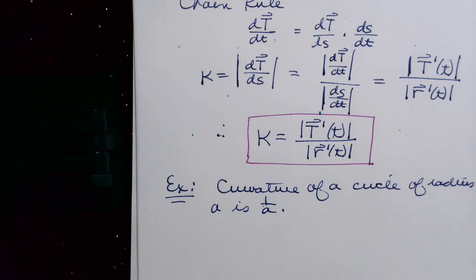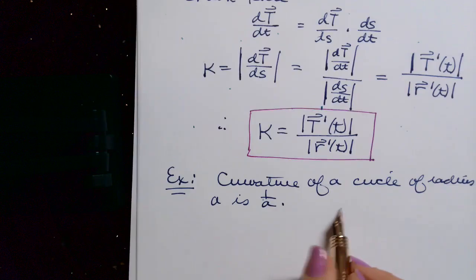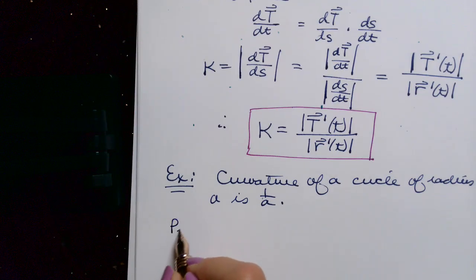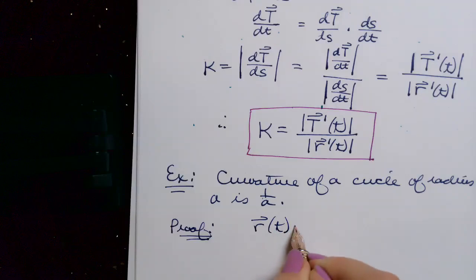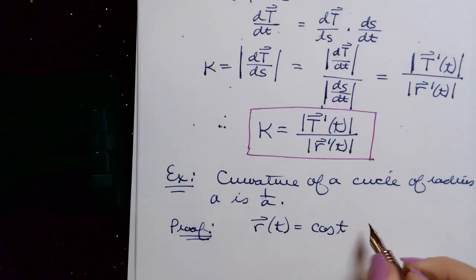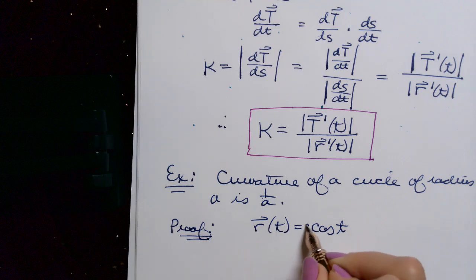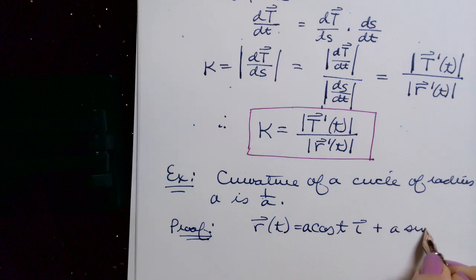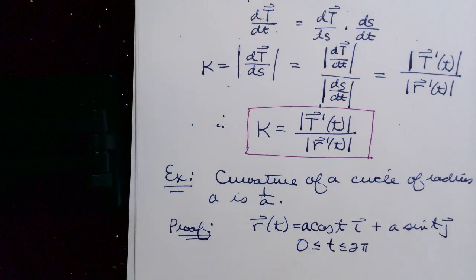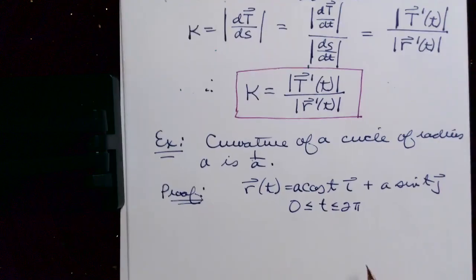Okay, so let's show why this is true. Here's the little proof. How do you parameterize a circle? The most convenient and most standard way is to parameterize it by going cosine t, and let's make it a circle of radius a. So we'll say a cosine t i plus a sine t j, and we will let t go between 0 and 2 pi. So that parameterizes a circle. That's very well known. You should be familiar with that.